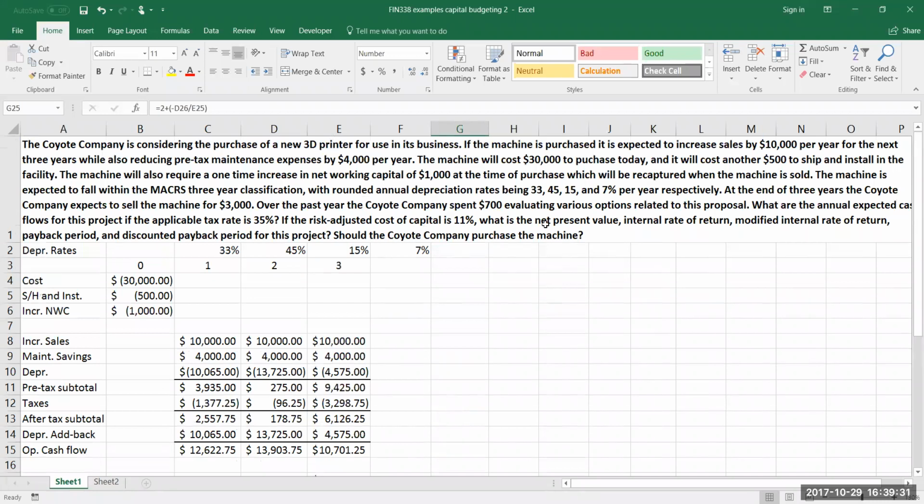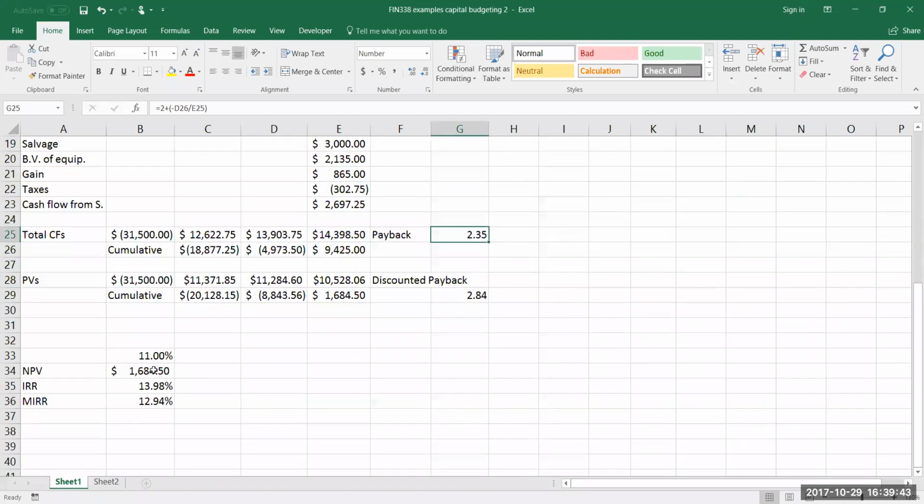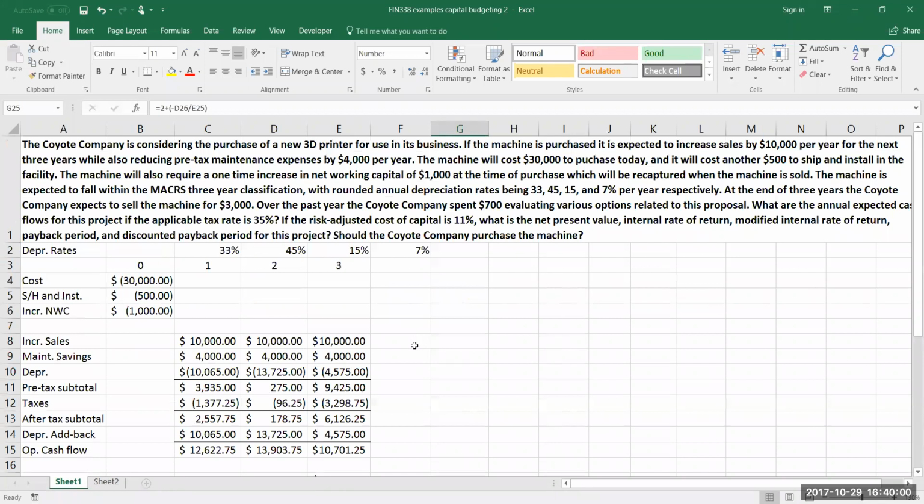So if we come back to this, we have found the net present value, the internal rate of return, the modified internal rate of return, the payback period, the discounted payback period. And then in answer to should the Coyote company purchase the machine, the answer to that is, well, since net present value is positive and the IRR is greater than the required rate of return or risk-adjusted cost of capital, and the MIRR is higher than the risk-adjusted cost of capital, and we get our money back before the project ends, yes, the Coyote company should purchase this machine because it is increasing shareholder wealth. And that is how you analyze a capital budgeting project.